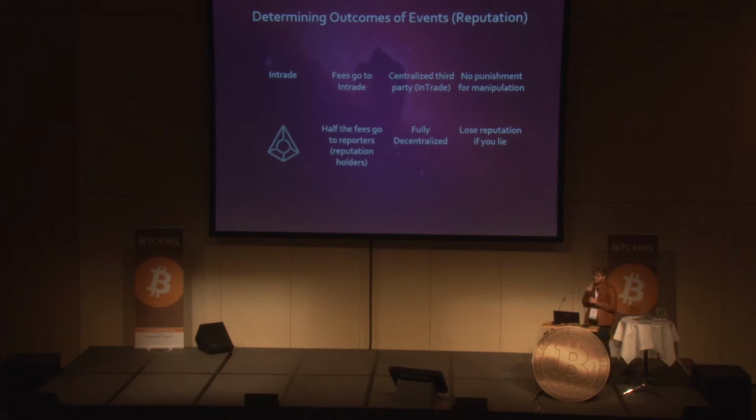So the main aspect of our system is determining outcomes of events. With InTrade, the fees go to InTrade, and there's no punishment if InTrade manipulates the results. With our system, instead, we have people report on outcomes. You have this score called reputation, and the more reputation you have, the more your report is weighted. You also get part of the trading fees from markets. Half the trading fees go to people who make the markets, so anybody can make a market. Then the other half go to reputation holders.